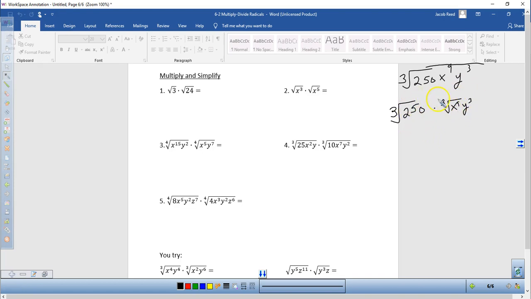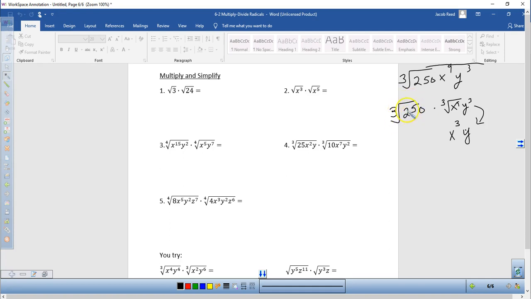I already know how to deal with this. Cube root, how many 3's go into 9? Well, there are 3 of them. And how many 3's are going to go into this one? There's only 1. So I know this part. This is the easy one. No absolute value.